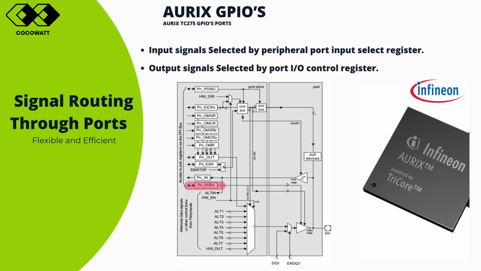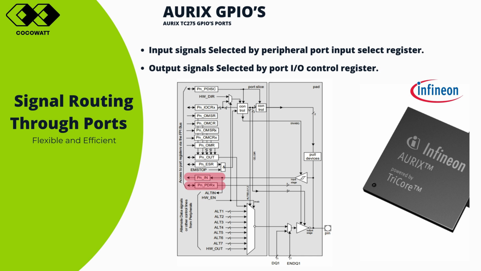To configure the input, you need to select the PDR register. Then a multiplexer routes the signal based on your configuration. So the registers involved in input routing are PDR and the port input register. PDR is the peripheral port input register that controls where the input signal is routed, and PIN is the input data register that stores the input value from the pin. So now we have understood how input signal routing works in the AURIX.